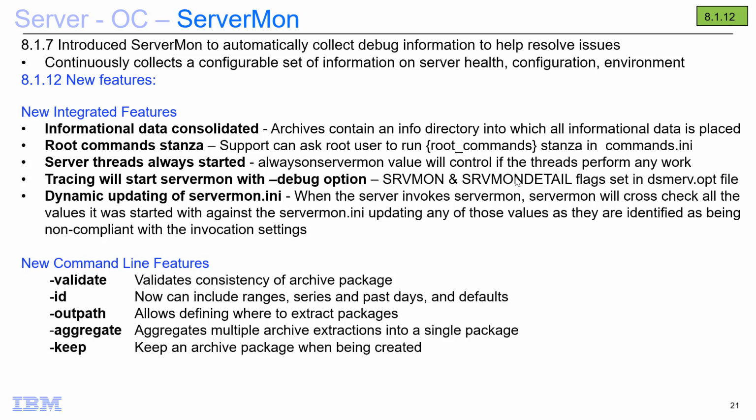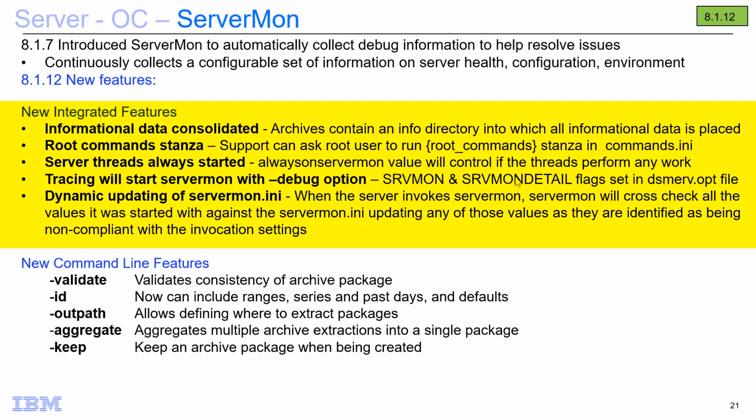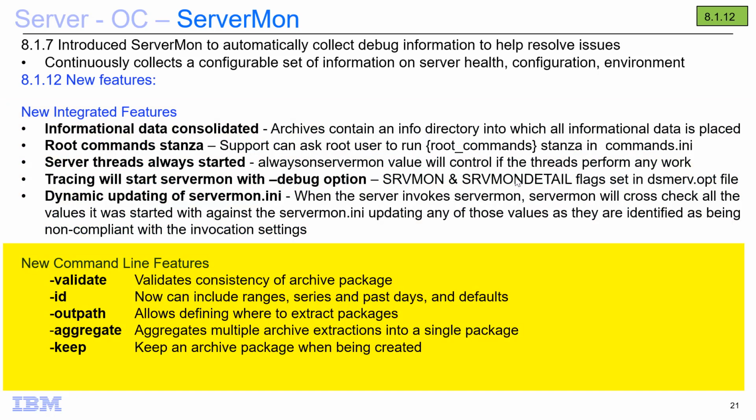So we do have some new integrated features where we have an informational data consolidation. We have some root command stanzas that our support group can ask the root user to run. We have the ability to set this always ServerMon on value to control if the threads will perform any work. We have tracing that will start the ServerMon with the -debug option. And we have some dynamic updating of servermon.ini files. We also have a couple new command line features, the -validate, -id, -outpath, -aggregate, and -keep.